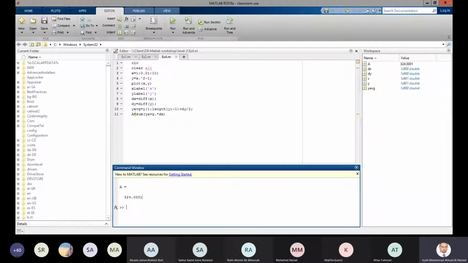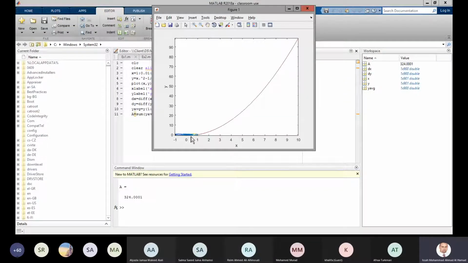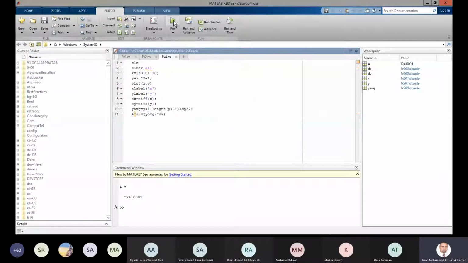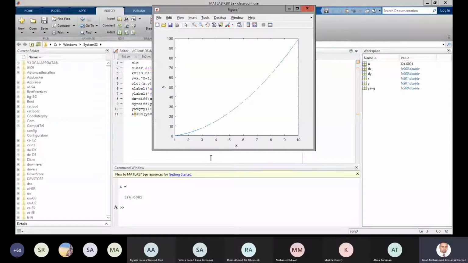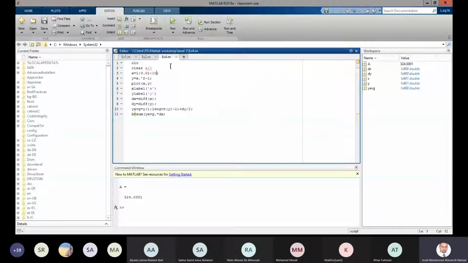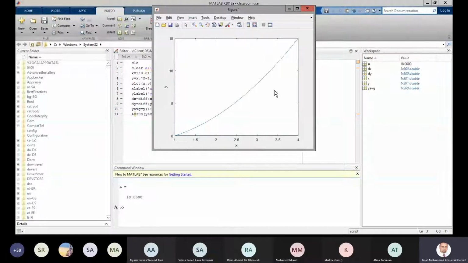Clear, of course. I made a plot, so this is the plot of... okay, I need to close it and run it again. Okay, so this is your plot. And this is your area under the curve. Now if you put it from 1 to 4, you are changing the boundaries of integration. So check, now this is the area under this curve.